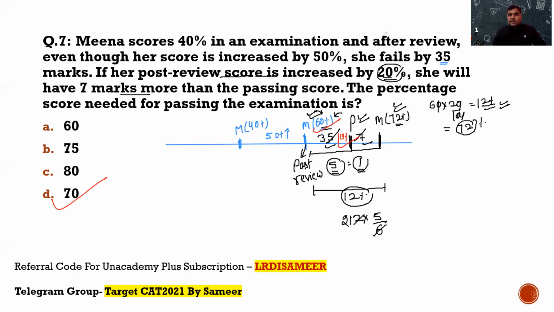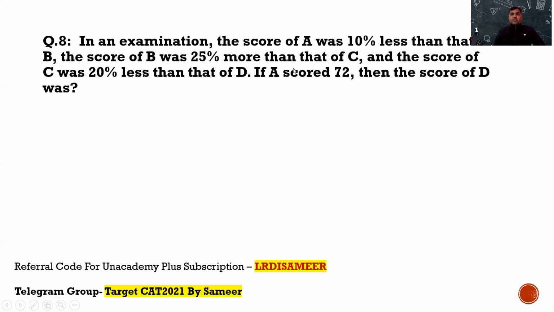Question number 8. Here is question number 8. It says in an examination, the score of A was 10% less than that of B. The score of B was 25% more than that of C. And the score of C was 20% less than that of D. All right. Very simple question. What to do in this question?